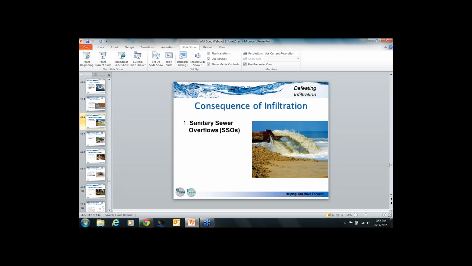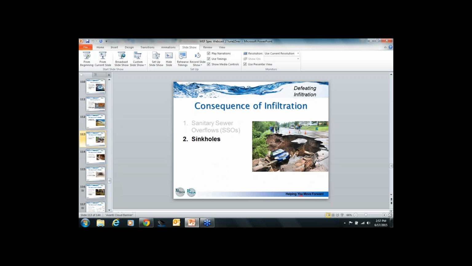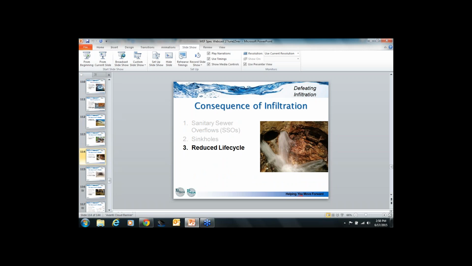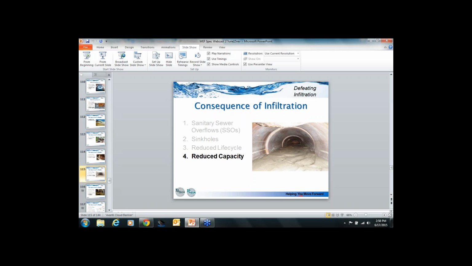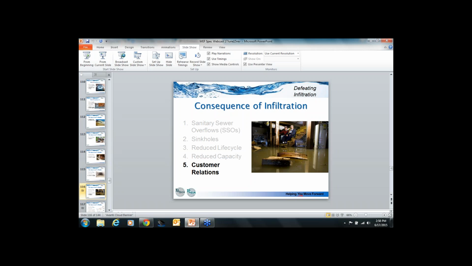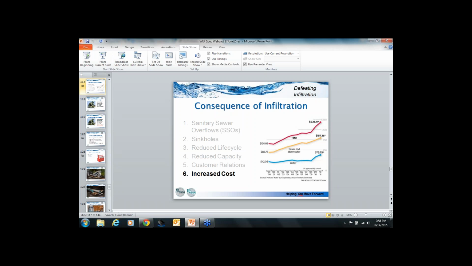If I'm singing to the choir when I talk about the consequences of infiltration, I apologize, but I think it's important to cover the fact, first and foremost, that infiltration is directly related to sanitary sewer overflows, and that sinkholes are the result of lack of maintenance in the underground infrastructure. Infiltration reduces the lifespan of our underground assets. Because of the infiltration, soil fines are ushered into our system, reducing pipe capacity. And basement backups are a PR problem for well-intending utilities. Finally, the increased cost associated with infiltration is absorbed by the ratepayer.